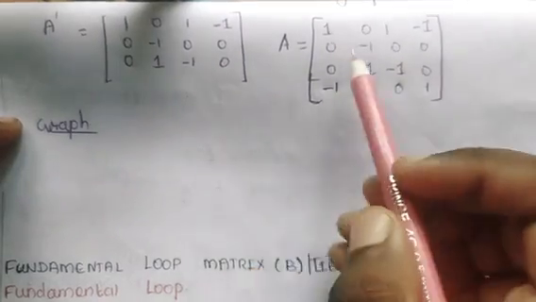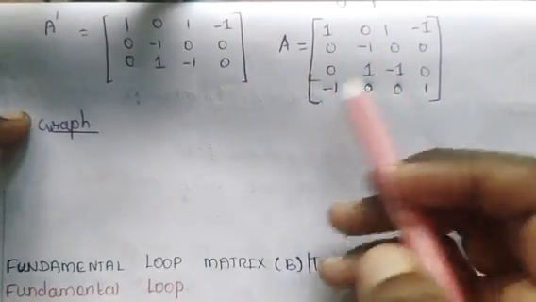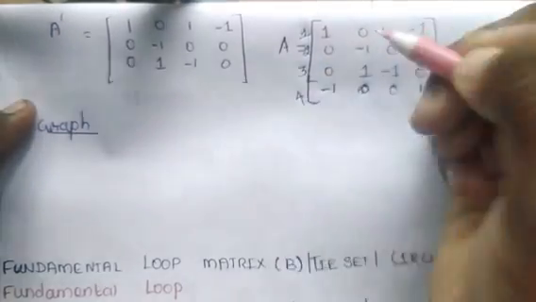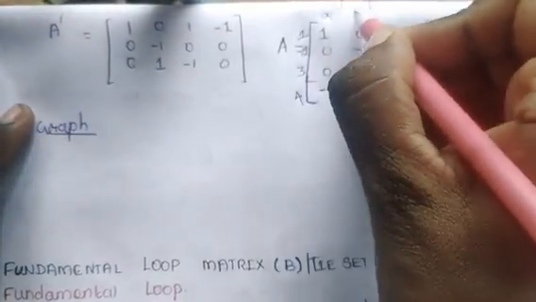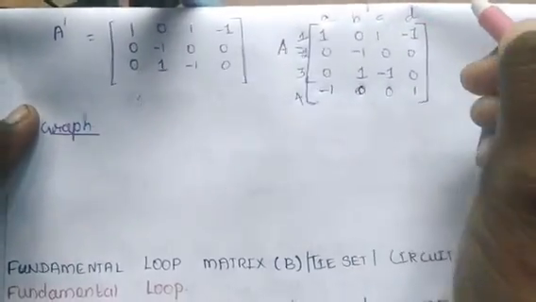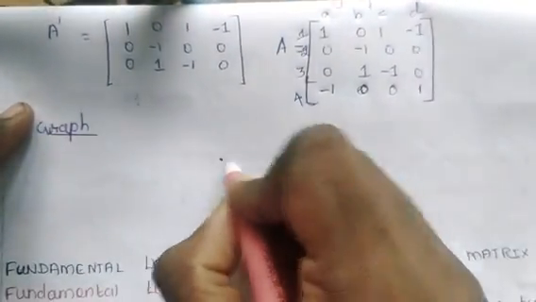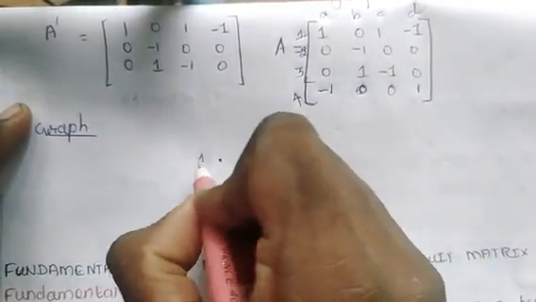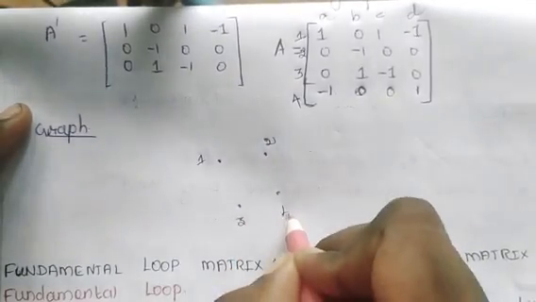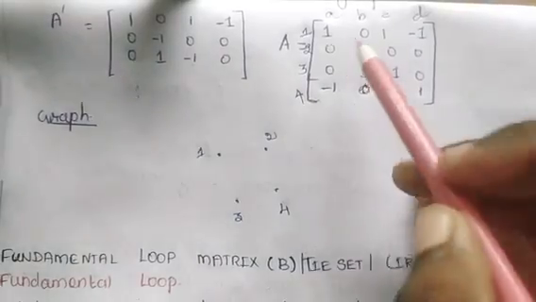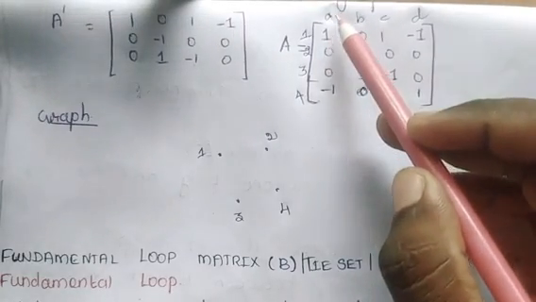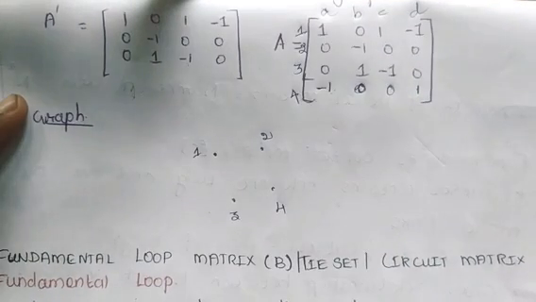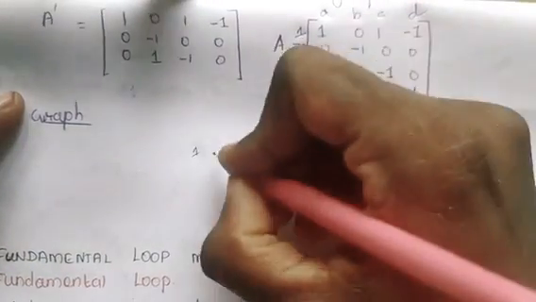Shall we draw the graph for this incidence matrix? There are 4 rows, so there should be 4 nodes: 1, 2, 3 and 4. And there are 4 columns, so there should be 4 branches: A, B, C and D. So I have marked 4 nodes here: 1, 2, 3 and 4. The first column corresponds to the branch A, which is connected between nodes 1 and 4. So I should draw a straight line between 1 and 4.